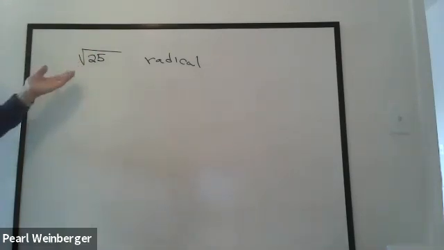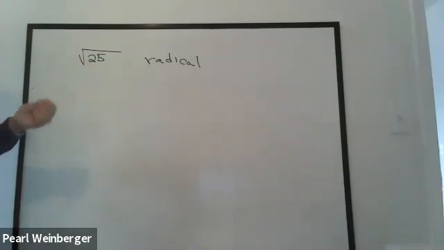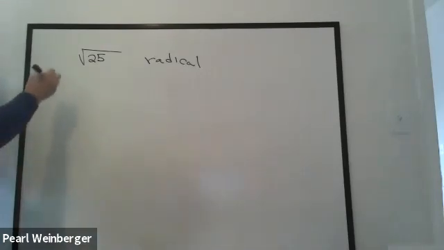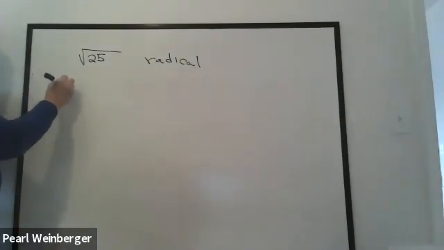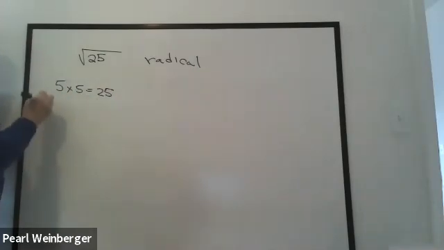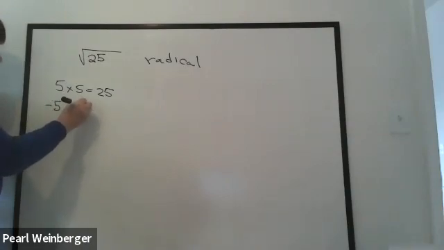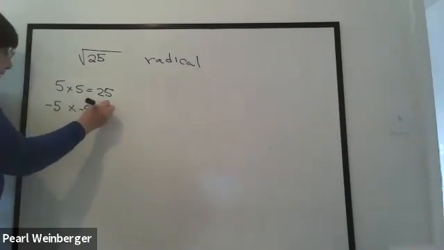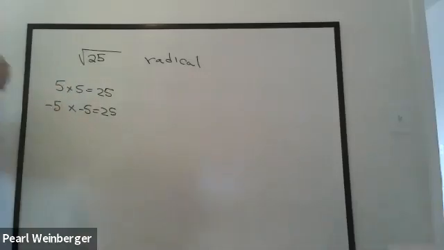And what we mean by that is we're looking for a number that when we multiply it by itself, we get 25. Now, if you think about it, there actually are two numbers that might work. There's 5, because 5 times 5 gives me 25. And there's also negative 5, because if I multiply negative 5 by negative 5, it'll also give me positive 25. A negative times a negative gives me a positive.